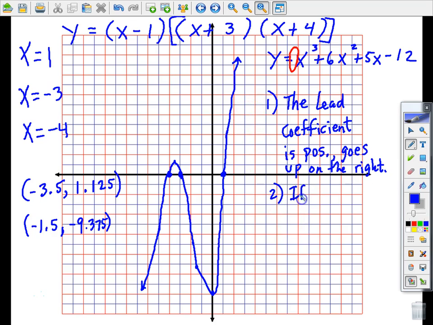If the degree is odd, which is our case here, what's the degree? 3, okay? If the degree is odd, then the left side will do just the opposite of the right side. And our graph here proves that.